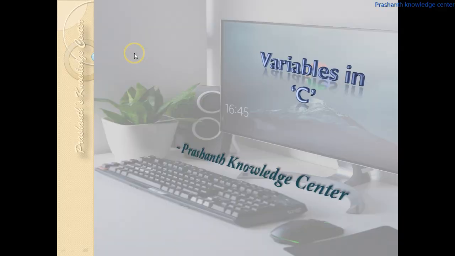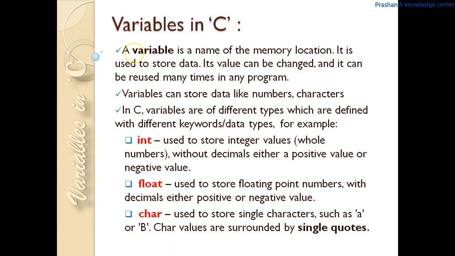In this video, we will learn about the variables in C. First of all, let us know what is a variable. A variable is a name of the memory location. It is used to store data. Its value can be changed and it can be reused many times in any program.